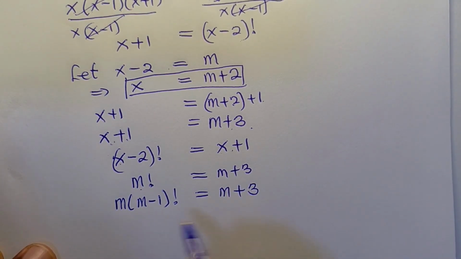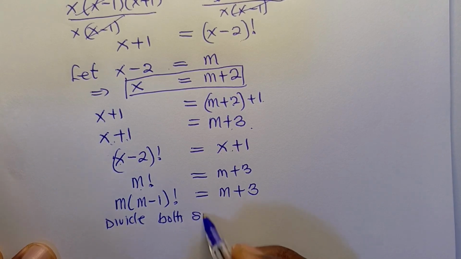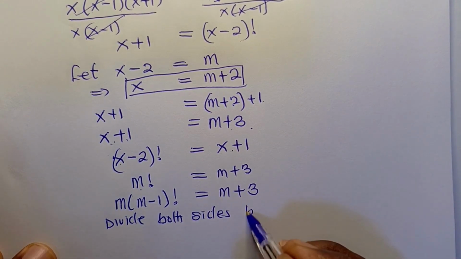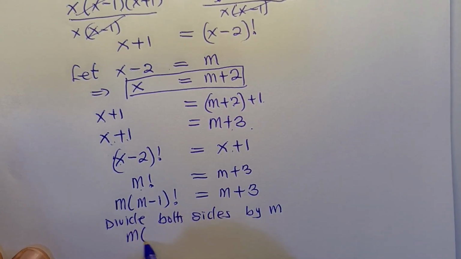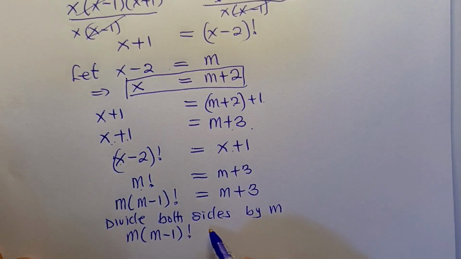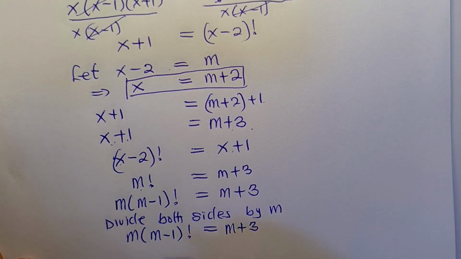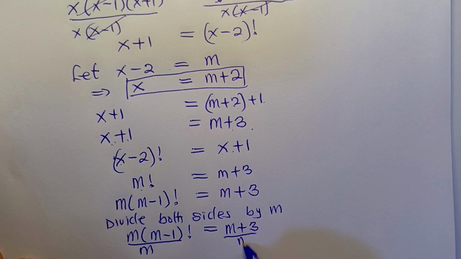So let's divide both sides by m. So we have (m minus 1) factorial equals (m plus 3). Here by m, here too by m.